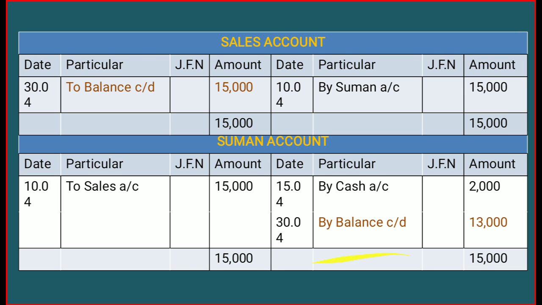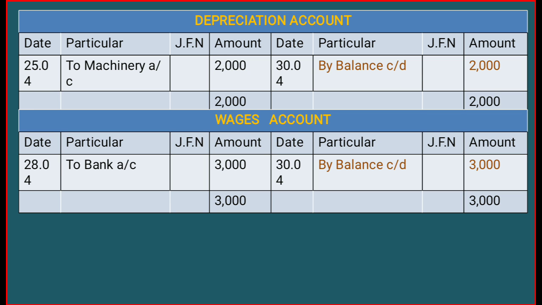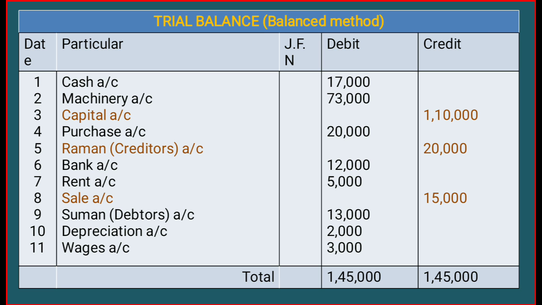So here, whatever balancing figure we have calculated, we have written that here. So in the first column we have serial number, not date. First we have serial number. So here we have to prepare these 11 accounts. I have noted down their names: cash, machinery, capital, purchase, Raman, bank, rent, sales, Suman, depreciation, and wages.